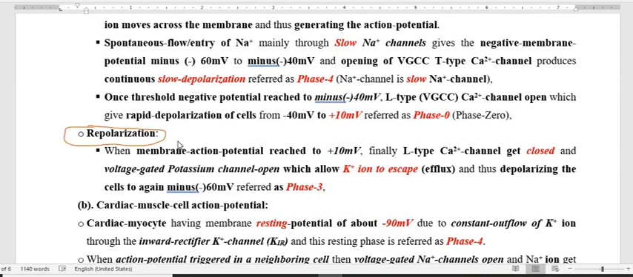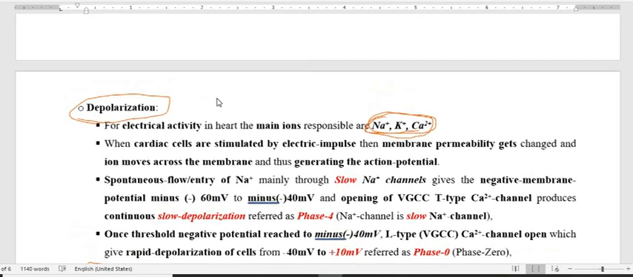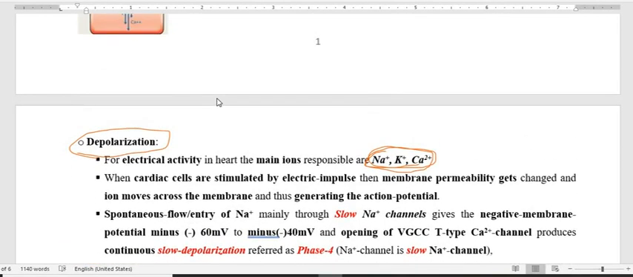Why is this required? Because on the basis of the mechanism of action of the depolarization and repolarization and the participation of the ions, accordingly drugs are going to act on these pathways. Therefore the depolarization and repolarization of both the pacemaker cell as well as the cardiac myocyte is important, because drugs participate only in these places.